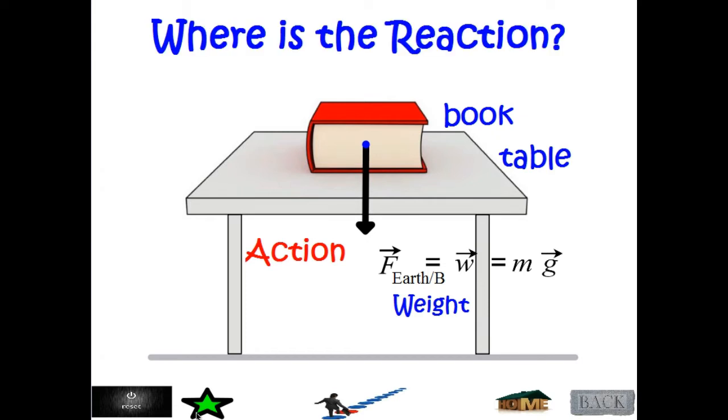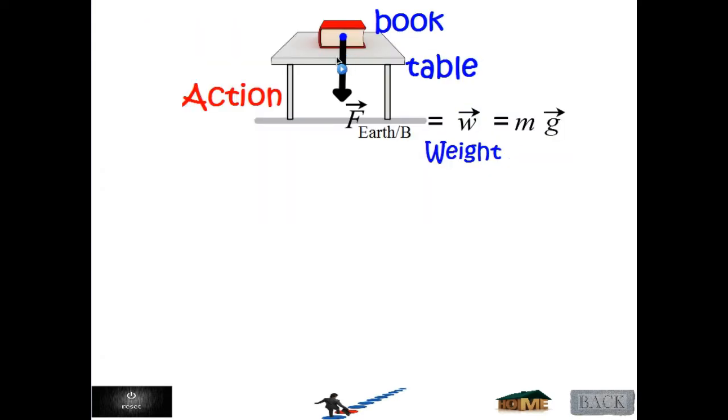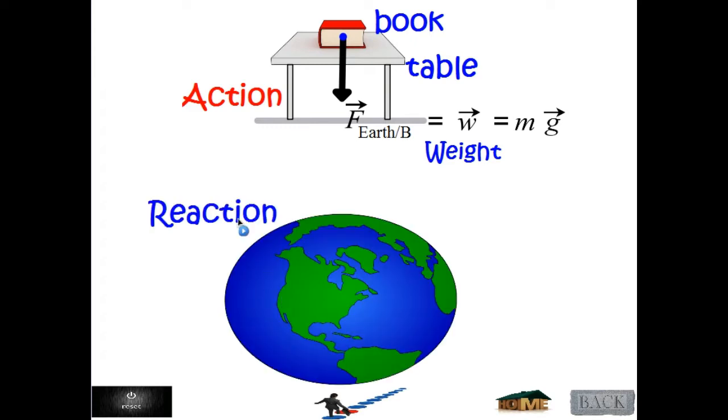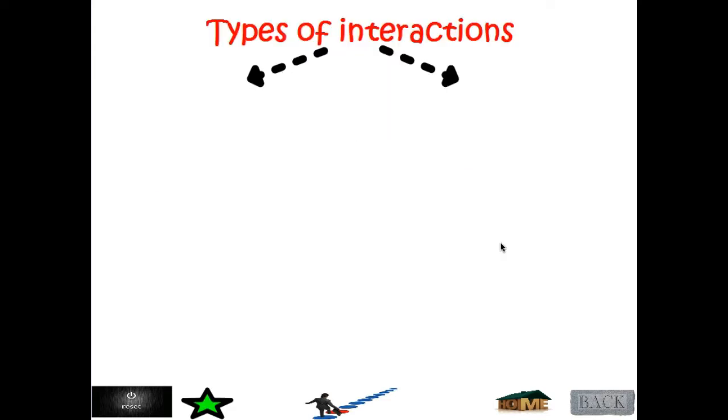Let us resize our picture. Here the book and the weight of the book, which is the force of Earth on the book, and the reaction should be force book on the Earth. So here the Earth, and here the reaction, the force book on Earth. It is applied on the center of the Earth, which also has the same line of action, same magnitude, but opposite directions.